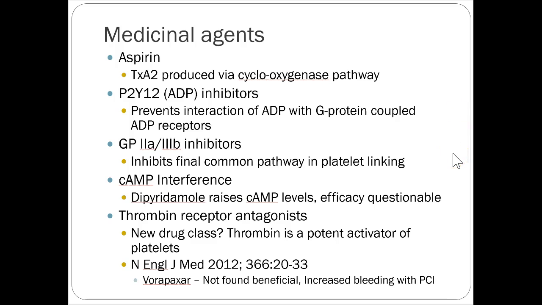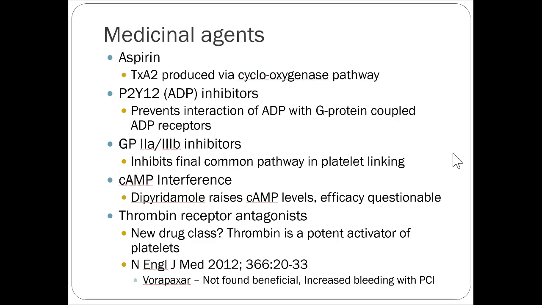The GP2b3a inhibitors inhibit that final common pathway of platelet linking. Again, they have a less broad role in medicine, but they do have some use, which we'll talk about. You're probably only going to really see these used if you work in interventional cardiology. But other than that, they aren't really used in primary care. They're mostly for acute care type stuff.